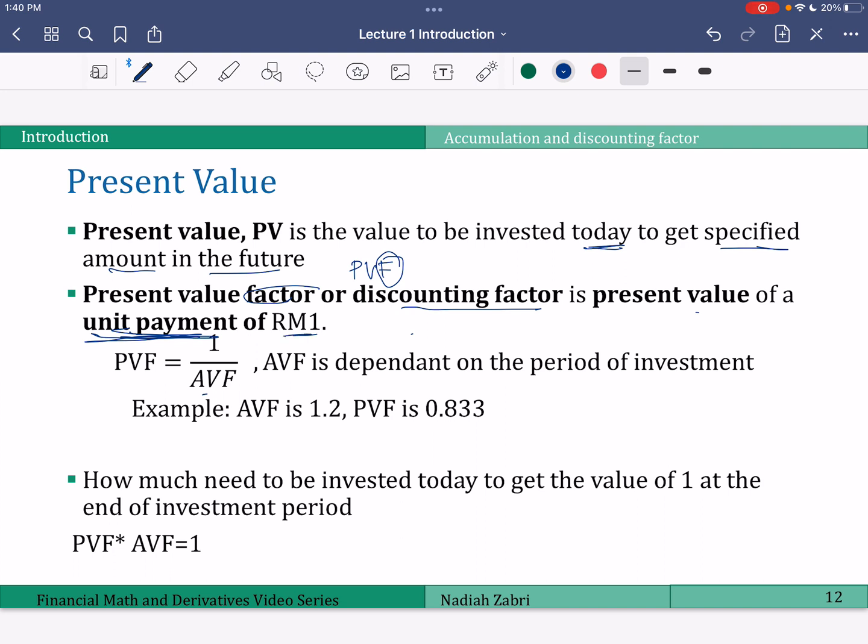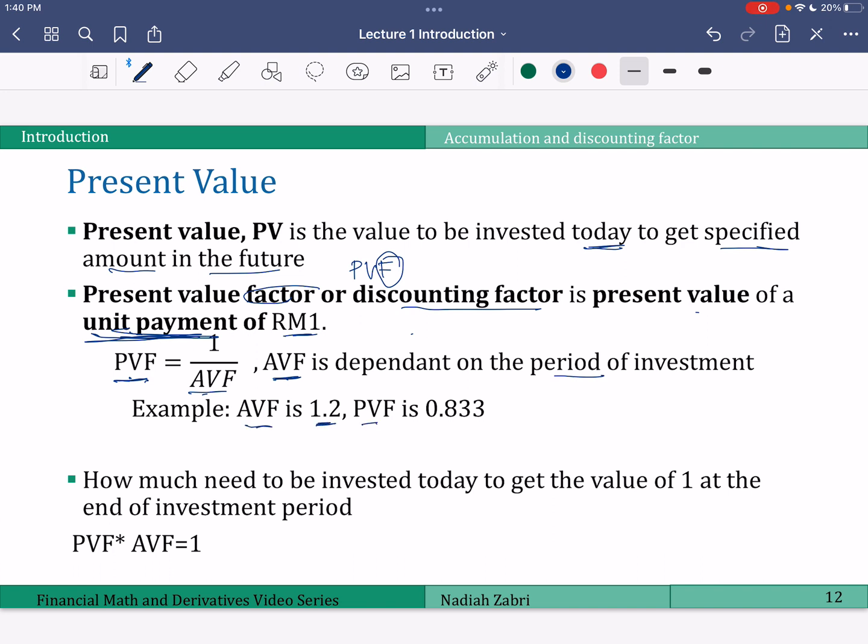Okay, let's see an example. So this is the equation. This is the relationship between present value factor and the accumulated value factor. The present value factor is just the inverse of the accumulated value factor. So present value factor is 1 over accumulated value factor. And this accumulated value factor is dependent on the period of investment, of course. We know already, this doesn't have to be 1 year. It can be over 3 years, over 5 years. Doesn't matter.